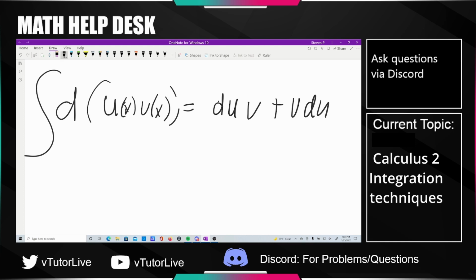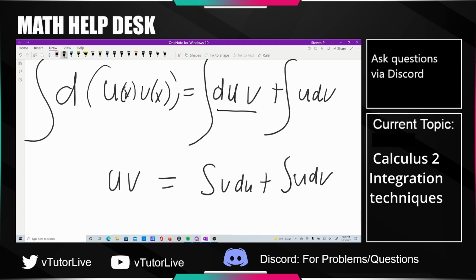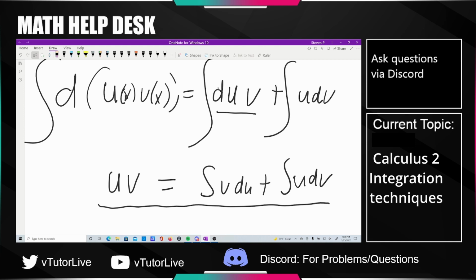So if you just undo this product rule by integrating, what this essentially says is that uv is equal to the integral of v du plus the integral of... Did I write the same thing both times? I did, didn't I? This one should be u dv. My bad. So integration by parts is basically just reversing the product rule. uv is equal to the integral of v du plus u dv.